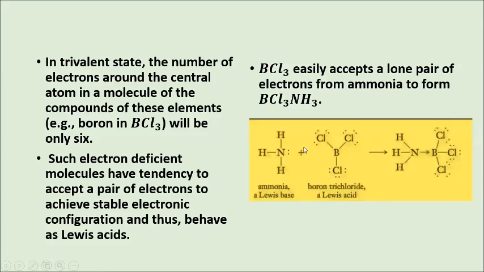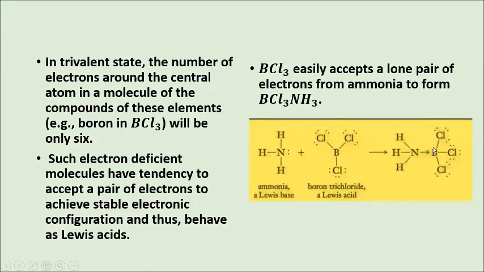The one that is accepting the electrons will act as a Lewis acid. So boron trichloride has only three valence electrons, which are used up with the chlorine. That means six electrons are around the central atom, so it will accept a pair of electrons from the ammonia. So it will act as a Lewis acid.